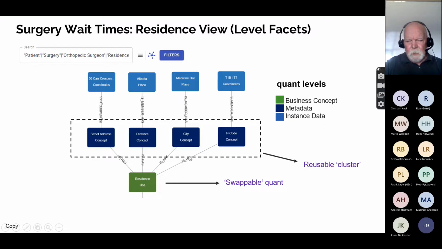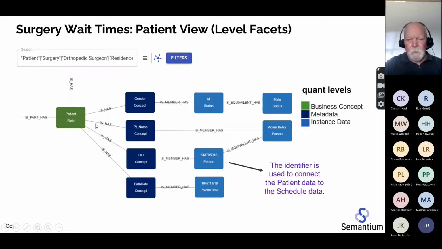The reason I've drawn this dashed line is because this is a reusable cluster. So this configuration can plug into a hospital location, an office location, anything with a physical presence. These four, at least these four, can be plugged in as a unit to acquire these particular instance data. Swappable simply means it's a variable. I can put any value I want in there, as long as it maintains its functional class of use.